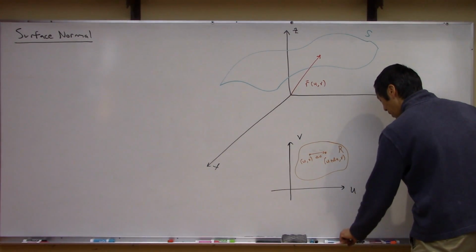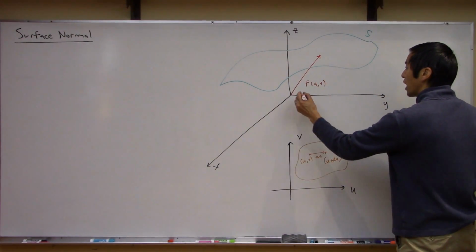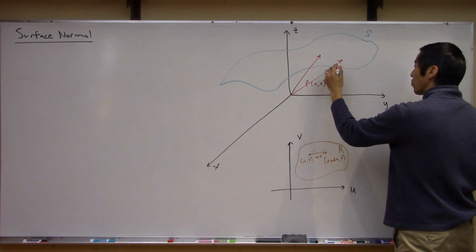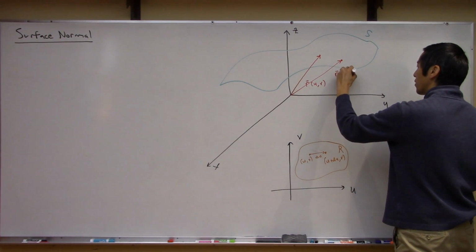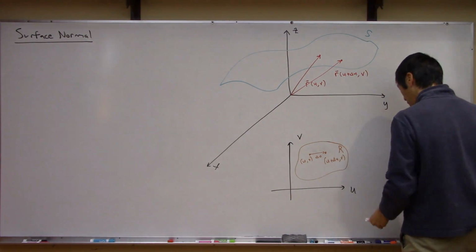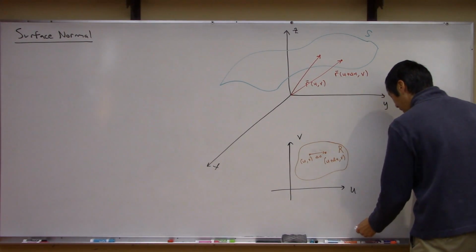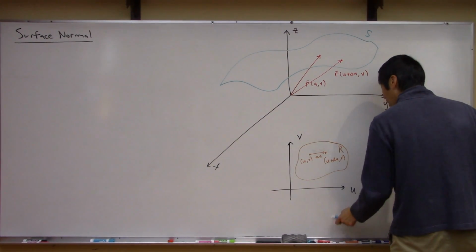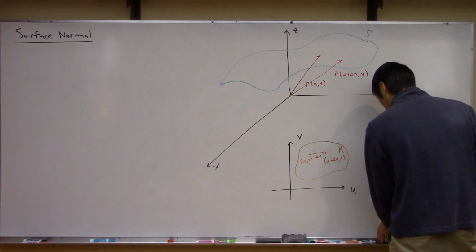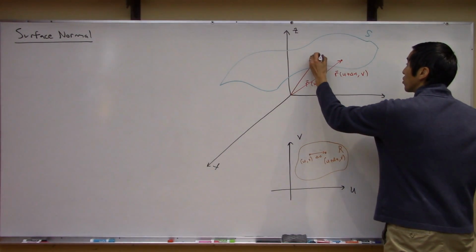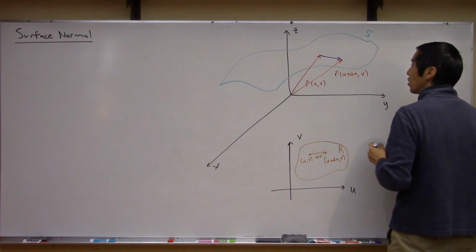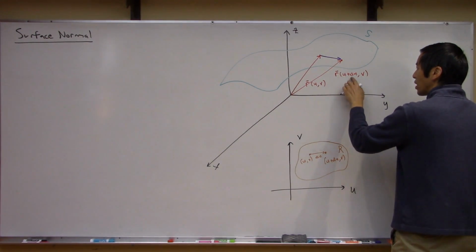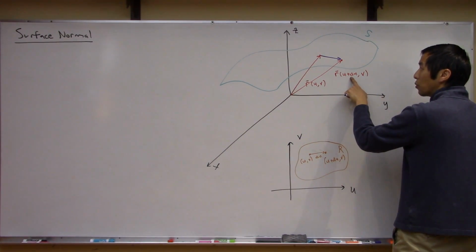What ends up happening now is that this vector will change a little bit. Maybe it goes over here. This one is now r of u plus delta u and v. Would everyone agree? And then there's a change in this vector. Let's do it in purple here. So there's this change like this. This is the change in the parameterization by changing just u.